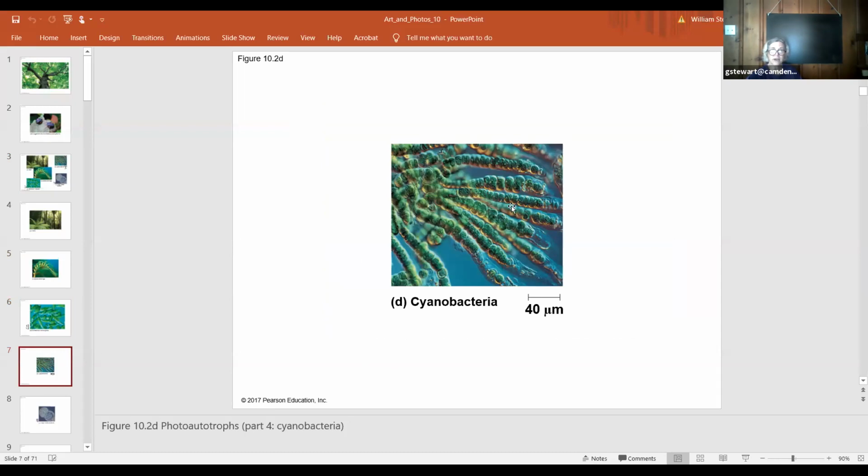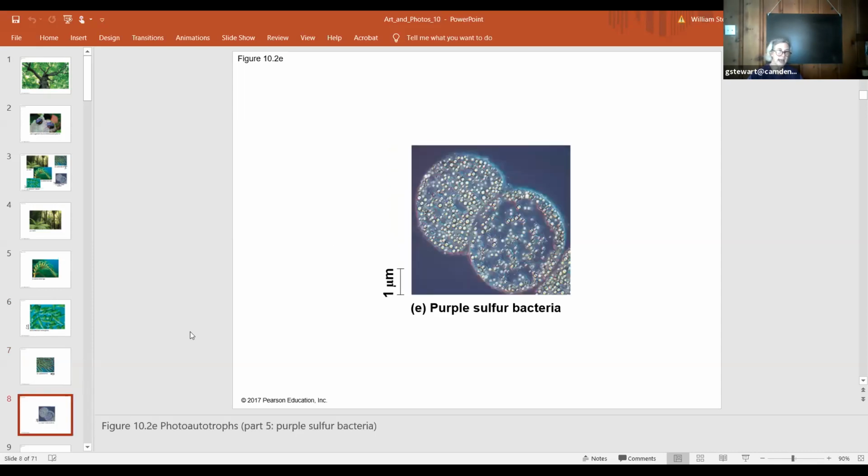There are bacteria, particularly the cyanobacteria. These are the modern relatives of some of the first cells on Earth that were photosynthetic. They also fix nitrogen, kind of super bacteria. And your textbook includes the purple sulfur bacteria to remind us that you don't have to use green pigments, or you don't have to use chlorophyll in order for your photosynthesis. Some organisms use other pigments, and plants use other pigments as well, as we'll see in a second.